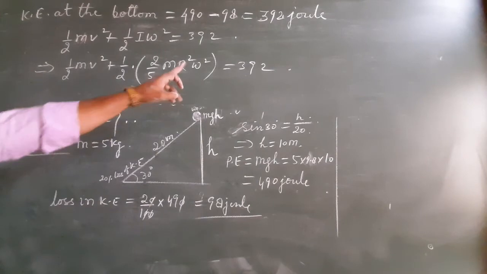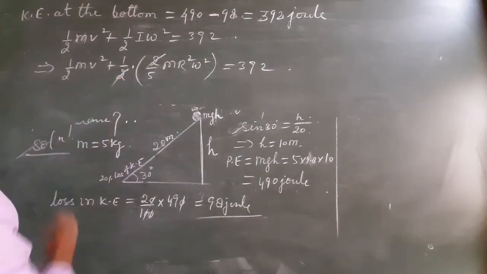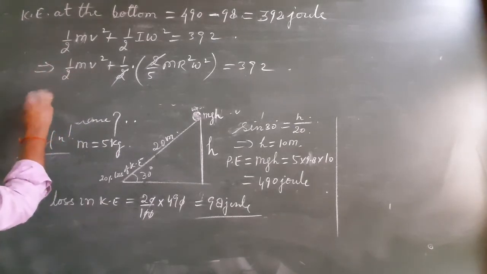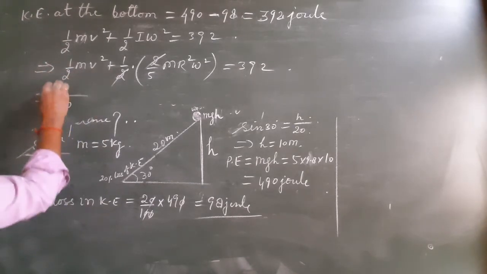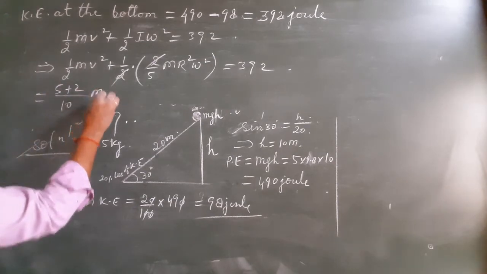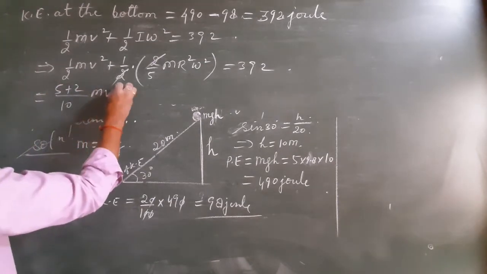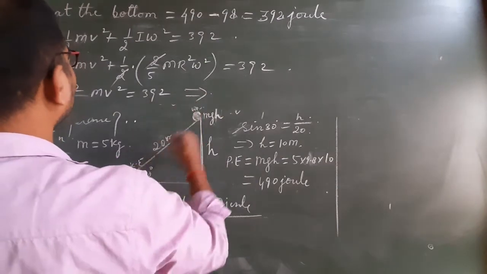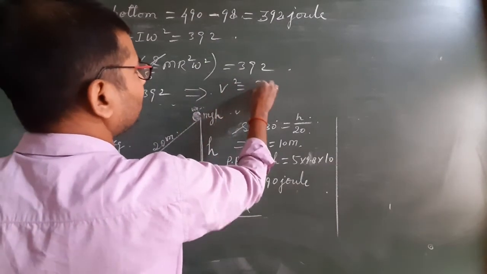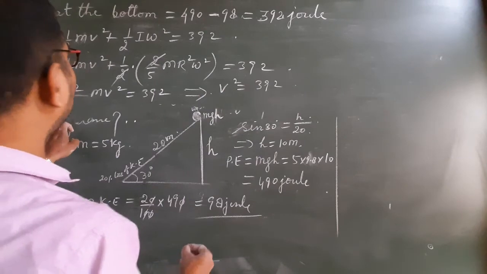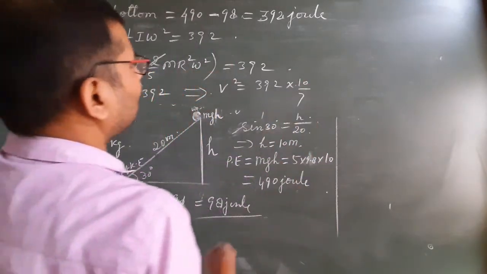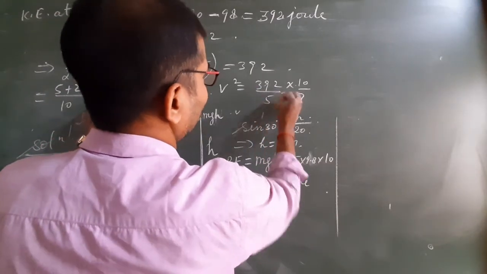You know, v is equal to r omega. So this will be 1 by 5 mv square, and this is 1 by 2 mv square. So this will be 7 upon 10 mv square is equal to 392. So v square is equal to 392 multiplied by 10 upon 7 upon m, where m is equal to 5.